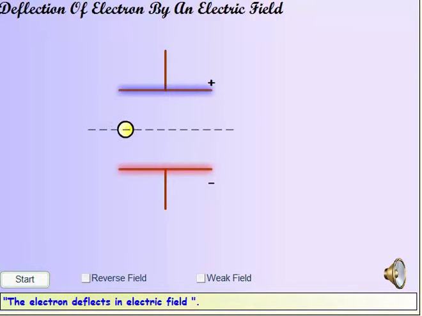When an electron moves in an electric field, it gets attracted to the positive terminal and follows a parabolic path towards it. A stronger field will increase the force of attraction, and the path to the positive terminal will be shorter. You can experiment by ticking and unticking the check boxes.